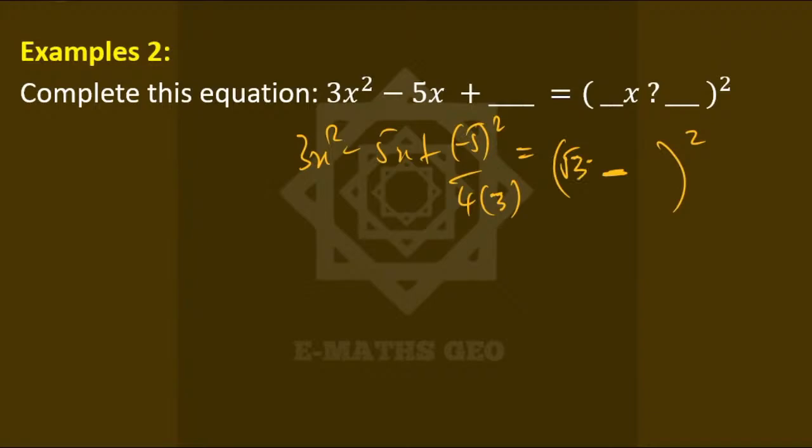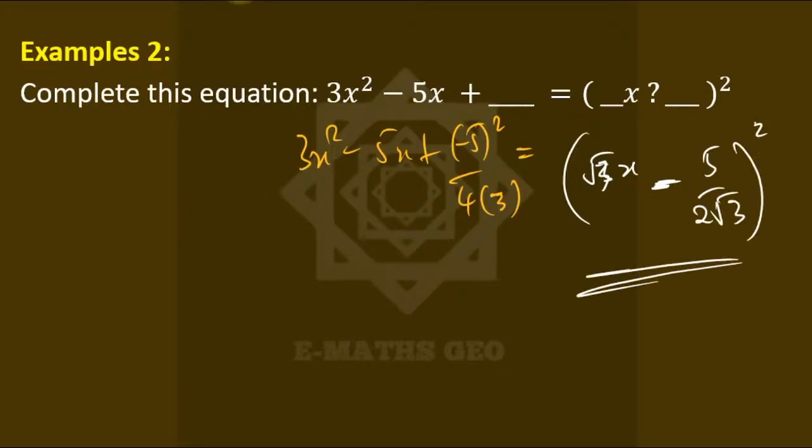Let me just... this is now root 3x, yes. Since you have negative, this is the square root of 25, which is 5. The square root of 4 is 2, that's 2 root 3, all squared, that's it. So the unknown here is root 3. The sign is negative. So this is 5 over 2 root 3. So here is 25 over 12. Yes. So this is 25 over 12. So that's it.